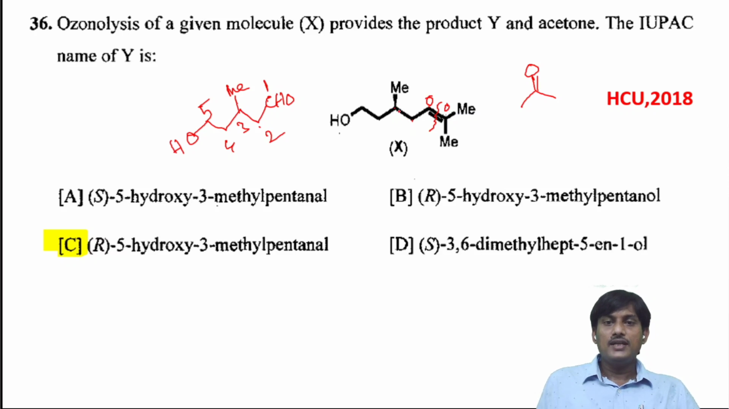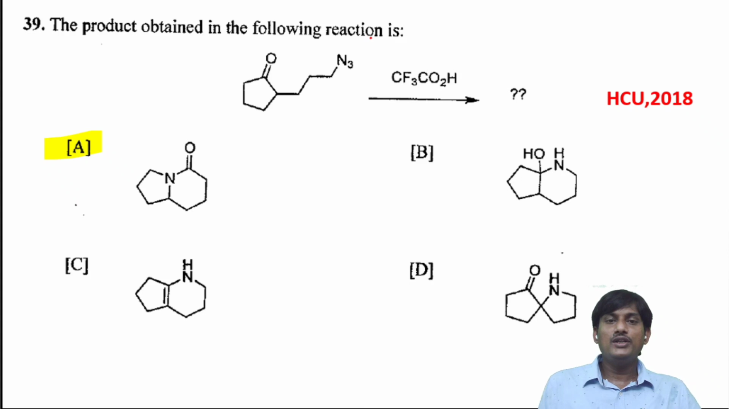what is the configuration at the asymmetric center? Here hydrogen is below the plane, this one is above the plane, and this one is below the plane. When you give numbering, CHO gets first priority, this one gets second priority, and the methyl gets third priority, and the hydrogen gets fourth priority. When you connect first, second, and third, there is a clockwise direction, and hydrogen is below the plane, so the configuration is R.